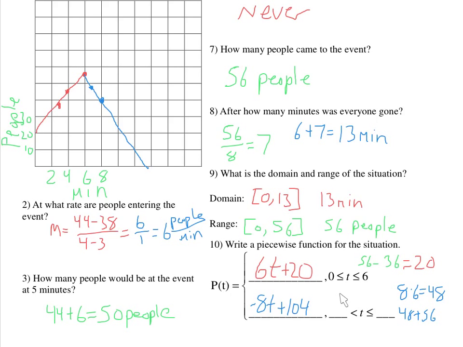Last piece, the interval. Well, what's the interval of the blue graph? Well, it's from 6 to, where did we hit again? We hit at 13 minutes. Okay, so that goes from 6 to 13 minutes. And we are now done with this problem.